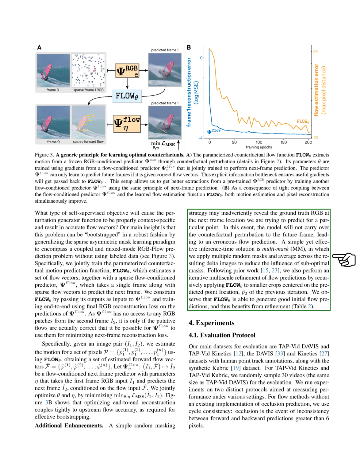To enhance our model, we implement a multi-mask strategy during inference, applying several random masks and averaging the results to mitigate the impact of any poor masks. We also refine flow predictions iteratively by applying flow_theta to smaller crops around the predicted point location from the previous iteration, which helps improve initial flow predictions.